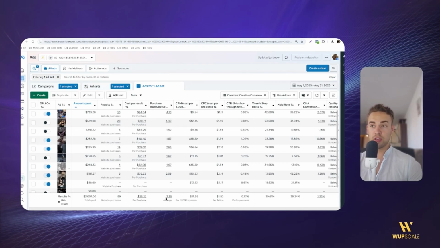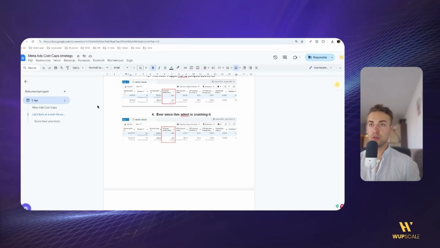These ads are not working, let's pause them. But using the cost cap strategy and just giving them a couple more days, you see these ads turned into evergreen winners, and ever since they are converting like crazy. 100 purchases, 3x ROAS, on this one ad set alone.